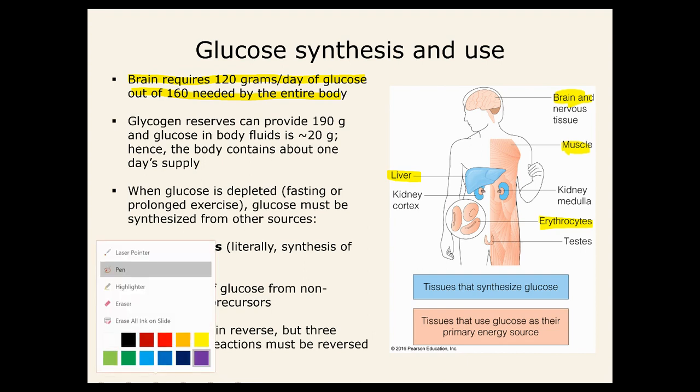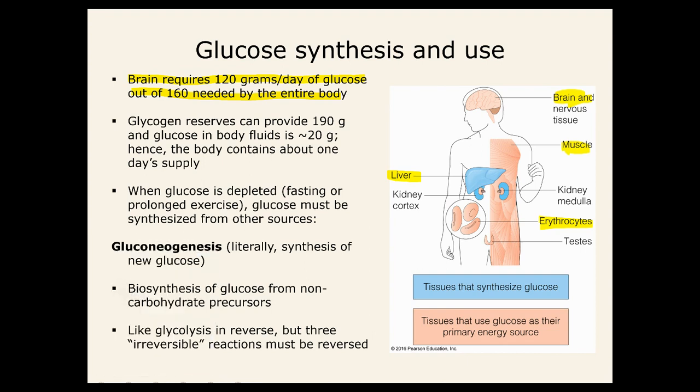The way we store glucose in the body is through glycogen. Remember that it is so polar, it's going to have a lot of water attaching to it, so the amount of glycogen is limited. The body really only contains about a one day supply of glucose. This will come into play when people are fasting for long periods of time or starving. That's an important fact: we only have a one day supply of glucose from glycogen.